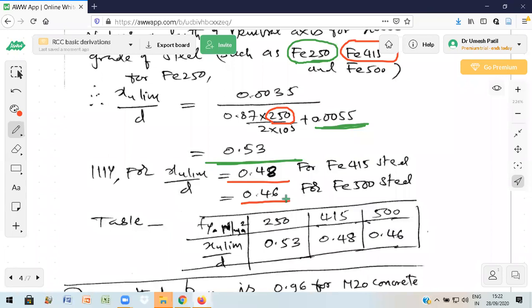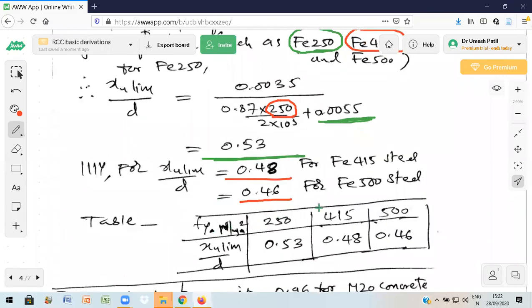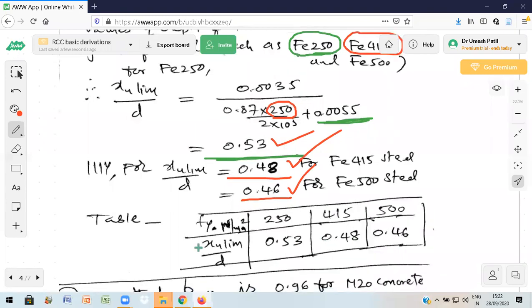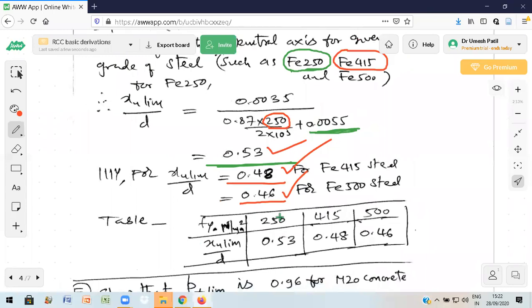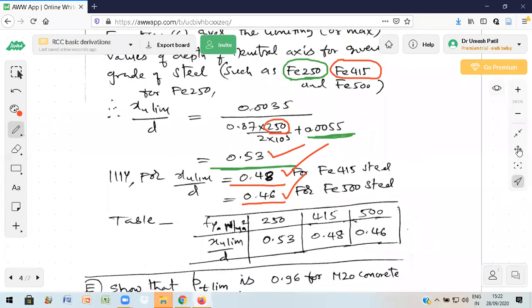So what it means here is, try to remember, this table is there in the code book. For 250, 0.53. For 415, 0.48. For Fe500, 0.46. These are three calculations: one is here, one more is here, one more is here. What I am doing is simply Xu limit by d is the LHS. In the RHS, I am just changing these values, 250, 415 and 500. I am getting three different values of Xu limit by d. How it is useful, you will come to know here. Any questions?